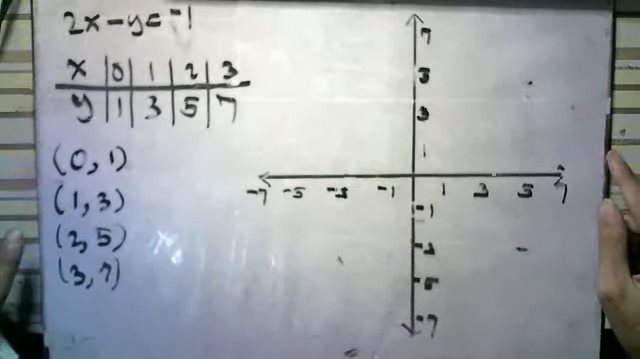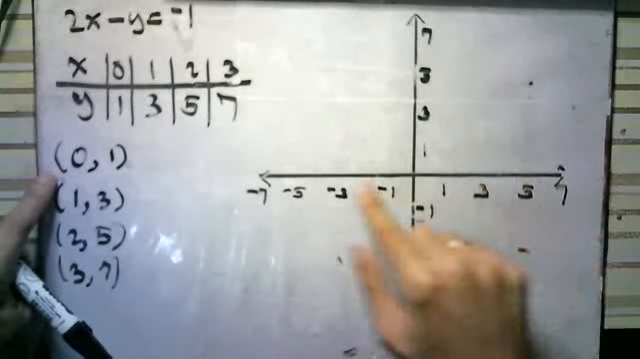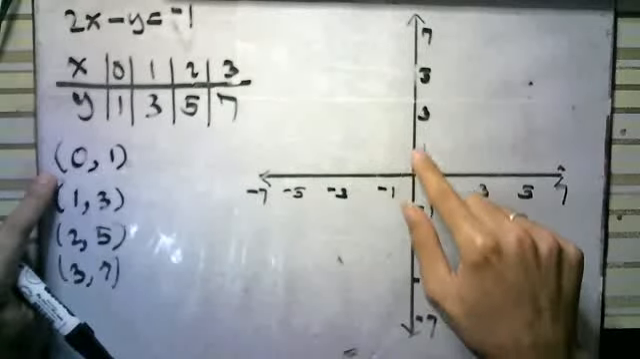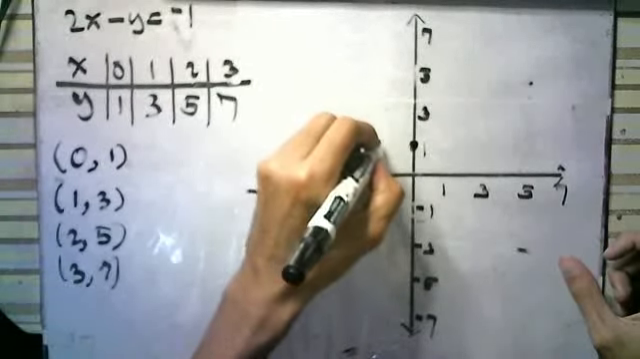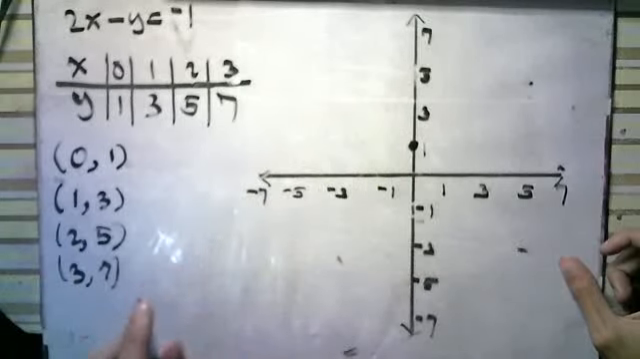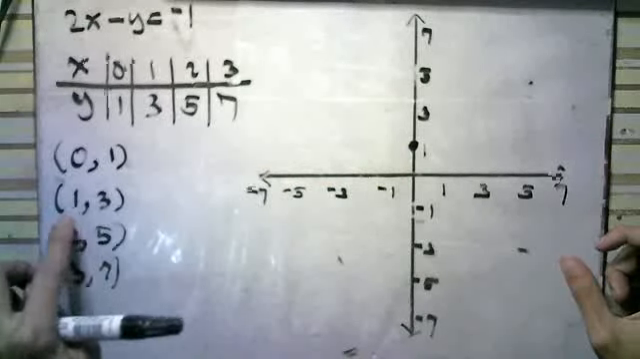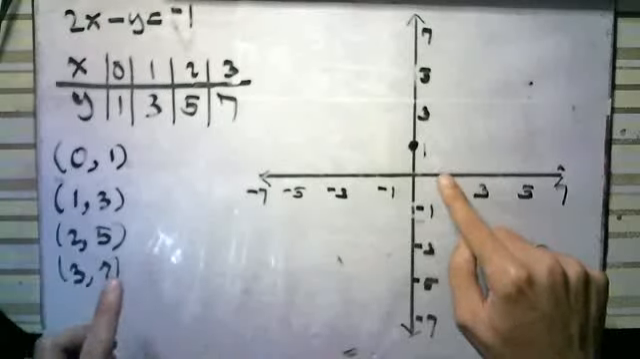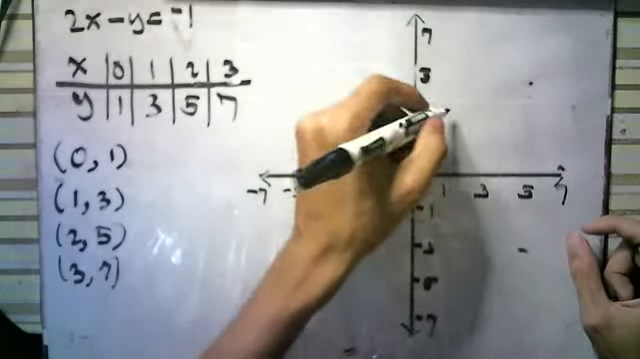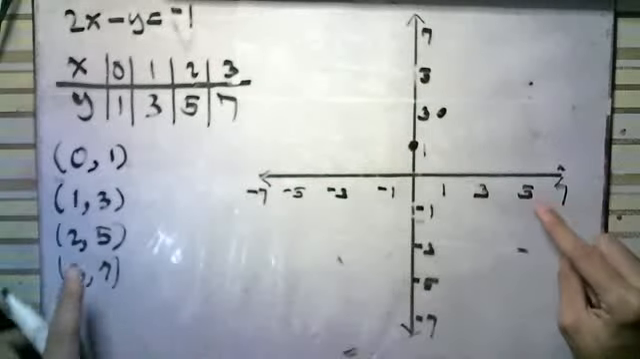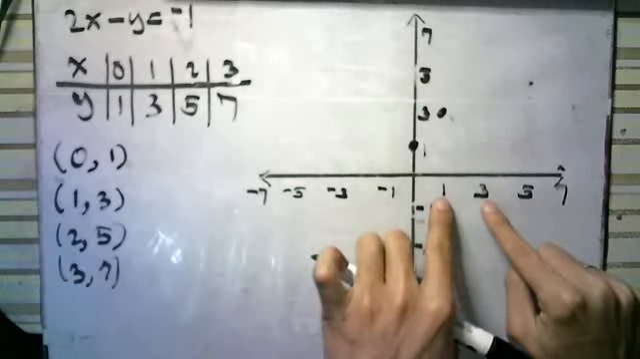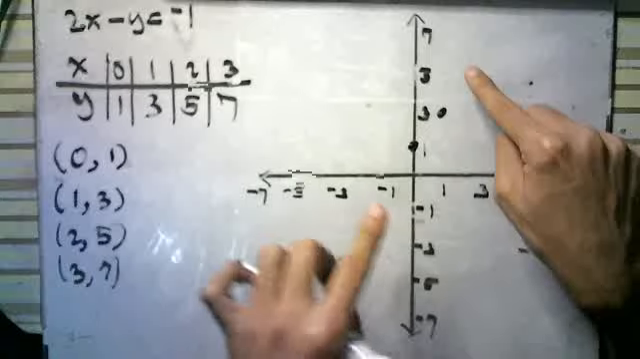Okay, let's start with 0, 1. 0, so nandito sa gitna. Then 1, nandito. That will be 0, 1. So that will be your first point. Next, 1, 3. So nandito. Next, 2, 5. So, gitna ng 2 and 3. So, 2, 5. Dito.